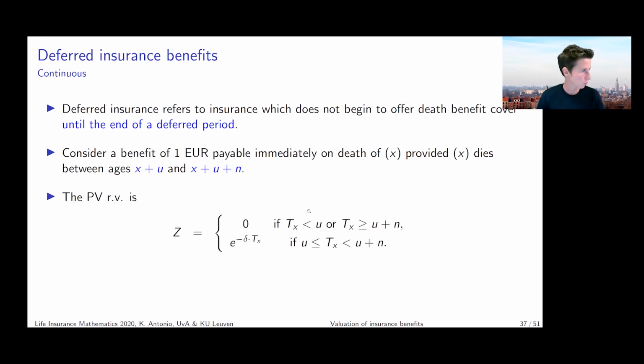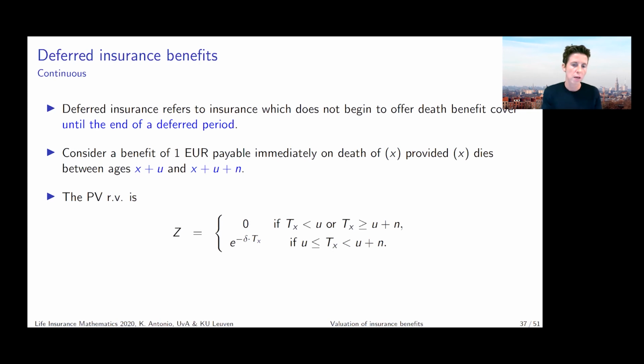So if I write down the corresponding present value random variable, then Z is going to be 0 if Tx is below u or Tx is above u plus n, right? Because we have this period of deferment, that's the u years, and we also have the duration of the term insurance contract here, which is n years. If Tx takes a value between u and u plus n, then the present value random variable is going to be e to the power minus delta times Tx.